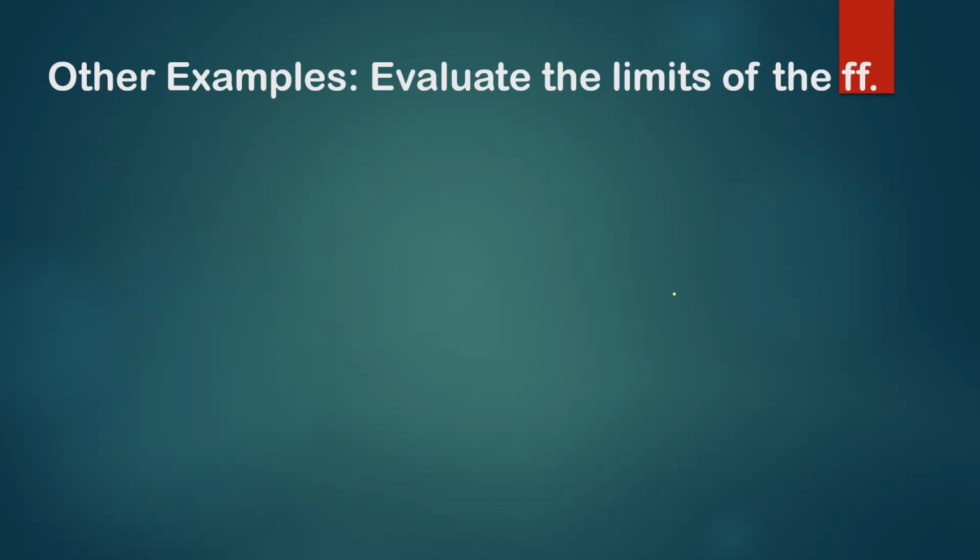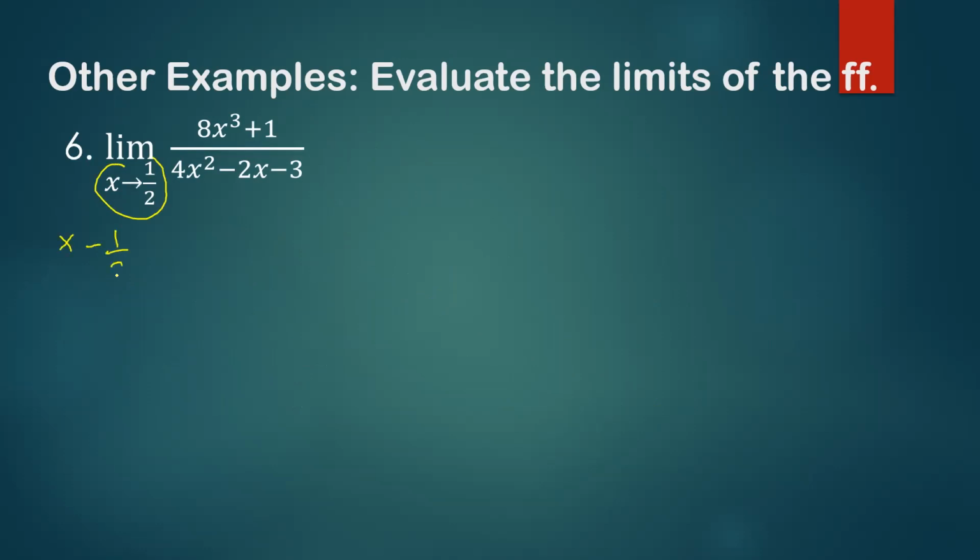Okay, now for number 6. Ayan, so we have x approaches 1/2. So anong ini-expect natin? Si x minus 1/2 will cancel out. Pero this time, this is a fraction, no? Kaya ito yung gagamitan natin ng bottoms-up technique. So, yung bottom na to, i-up natin dito. So, that will be equivalent to 2x minus 1. So we expect 2x minus 1 to be the factor that will cancel out.